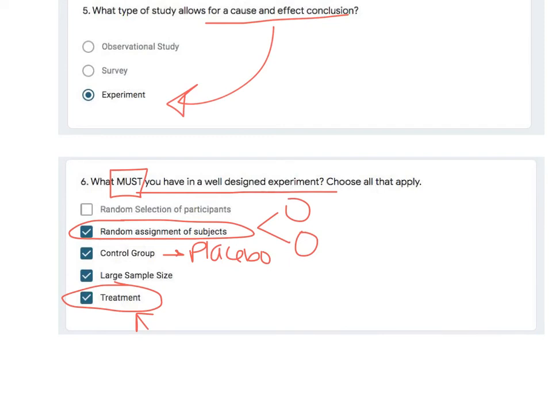And then random selection I did not check off. This is not necessary. It is good to have. So you could possibly check it off, but the most important thing is that you take the people that you have and you randomly assign them to two different groups. Random selection is nice because it allows you to then not only have a cause and effect conclusion of an experiment, but you also have a generalization to the population about your experiment.